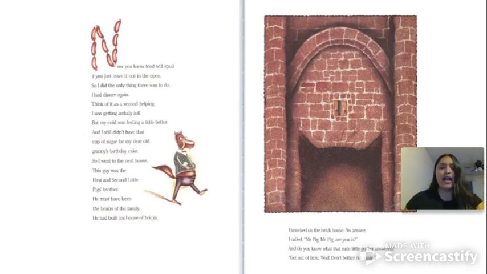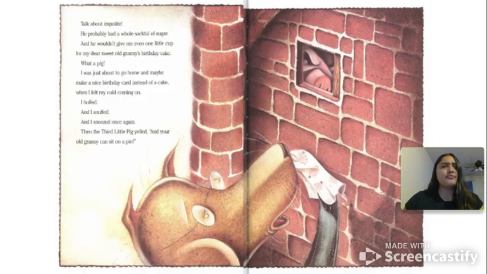No answer. I called, "Mr. Pig, are you in?" And do you know what this rude little porker answered? "Get out of here, Wolf. Don't bother me again." Talk about impolite. He probably had a whole sack full of sugar, and he wouldn't even give me one little cup for my dear sweet old granny's birthday cake.